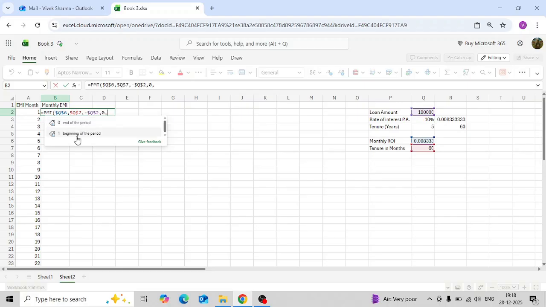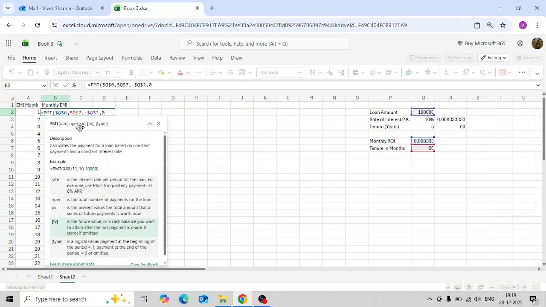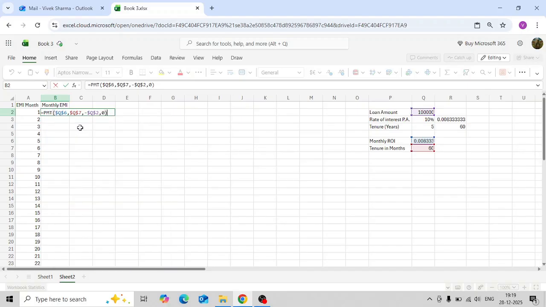And what exactly beginning of the period says is that when you take a loan, the interest is applicable till the beginning of the month. So it's generally the way we calculate the interest rates. We can impute it, or we can ignore it also. So just ignore it and use a bracket to close the formula.